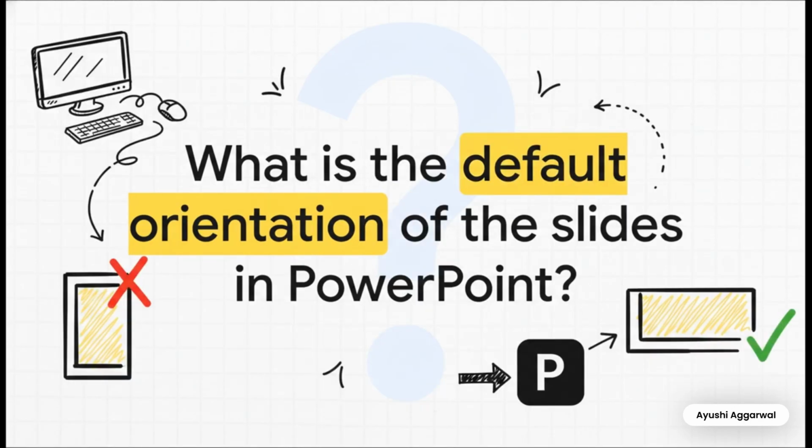Question number 2. What is the default orientation of slides in PowerPoint? Are they vertical or horizontal? The right answer is B, landscape. Now, this is a very basic question, but it gets asked surprisingly often. Just always remember, PowerPoint slides are in landscape mode by default.